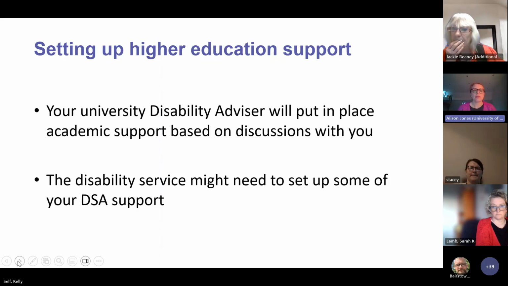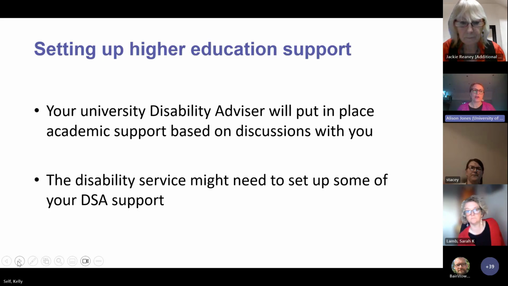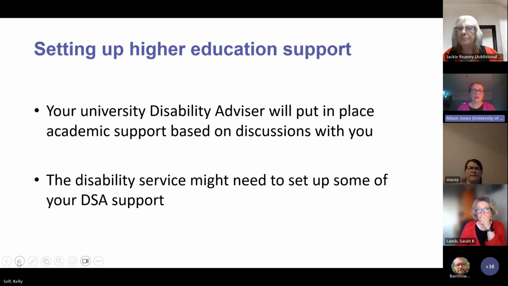The disability service might need to set up some of the DSA support for a student. Now, this is quite specific, really. If a university has their own mentor team, for example, specialist mentoring is a type of support that an autistic student, a student with ADHD, or a student with a mental health condition might be recommended. If the university has their own mental health mentor team, and the DSA has approved that mentor support is provided by that university, then the disability advisor will need to make a referral for that mentor support. But not all universities have their own mentor teams.